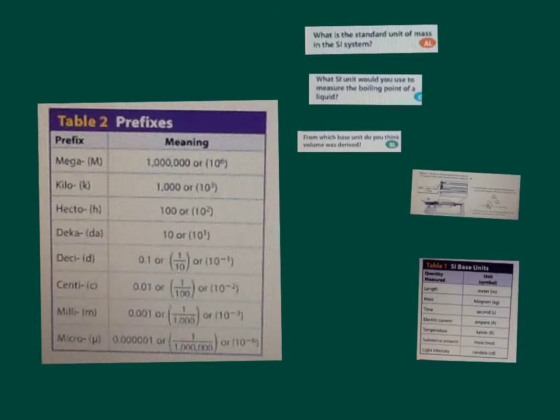The SI system eliminated this problem. This SI system is based on multiples of 10. Any SI unit can be converted to another by multiplying by a power of 10. Factors of 10 are represented by prefixes as shown here in this table.